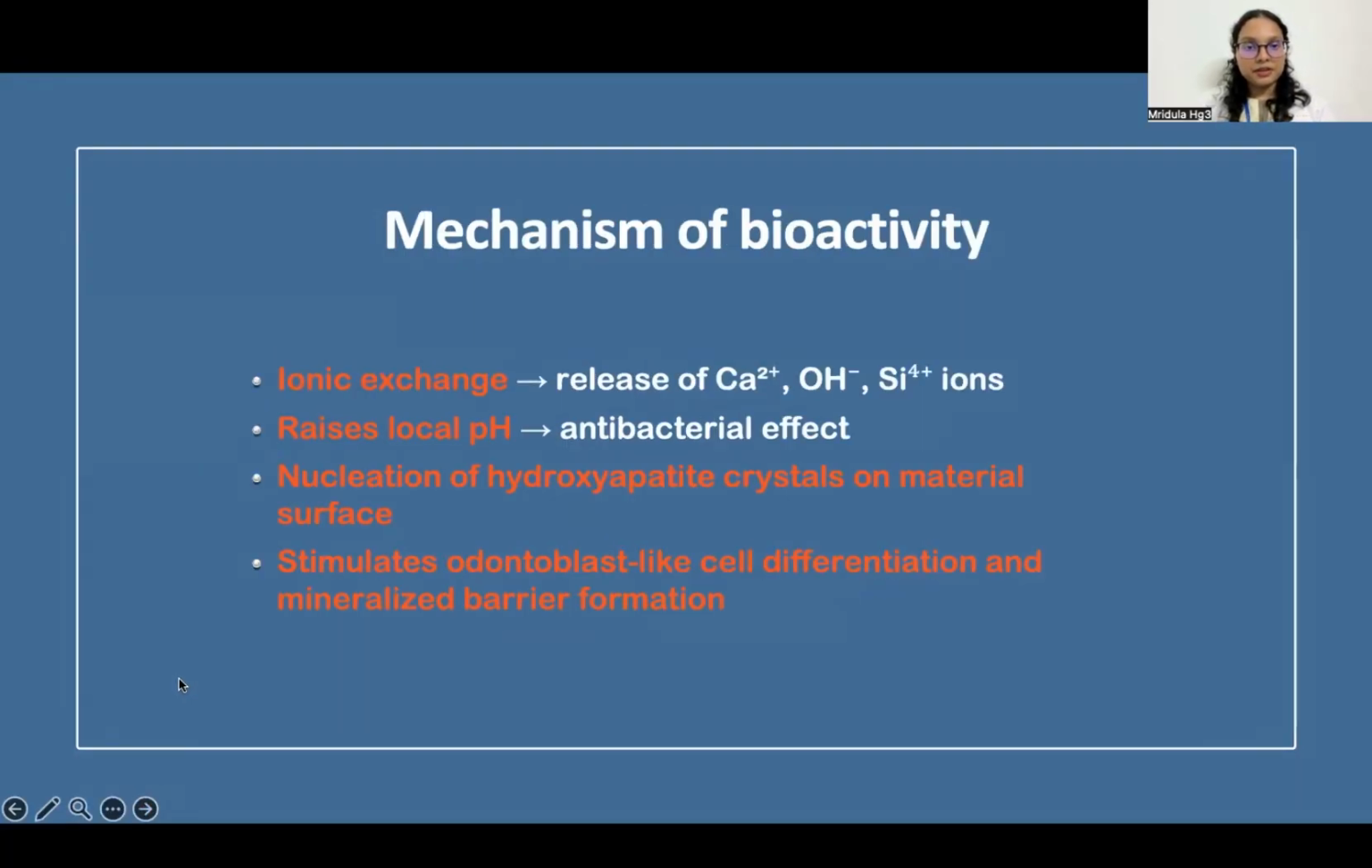The mechanism of bioactivity: there is ionic exchange, release of calcium ions, hydroxyl ions, silicate ions, and there is a raised local pH, which gives the antibacterial effect. Then nucleation of hydroxyapatite crystals on the material surface, then the stimulation of odontoblast-like cells to differentiate and mineralize, forming a barrier. This is the mechanism of bioactivity.